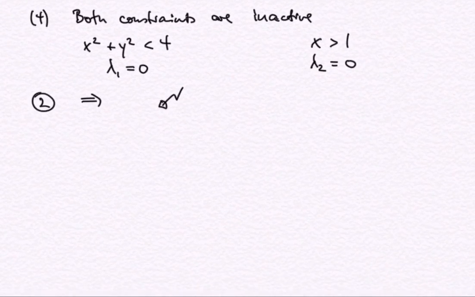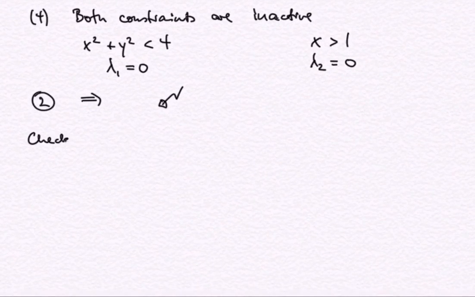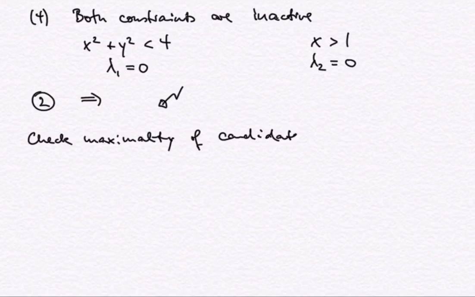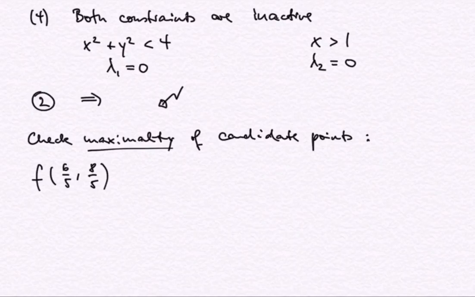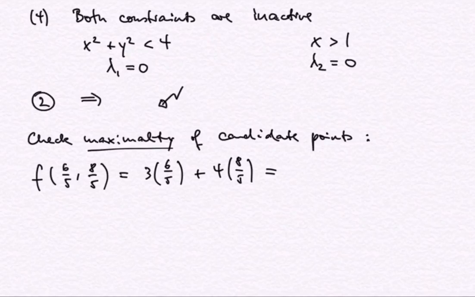So I'm left with the 2 candidate points that I've found. So now I can go ahead and check the maximality of the candidate points by evaluating the objective function on these points. So I'm interested in the function value of the objective function for x equal to 6 over 5 and y equal to 8 over 5, which is 3 times 6 over 5, 3x, plus 4y. And this is equal to 18 over 5 plus 32 over 5. So this is equal to 10.